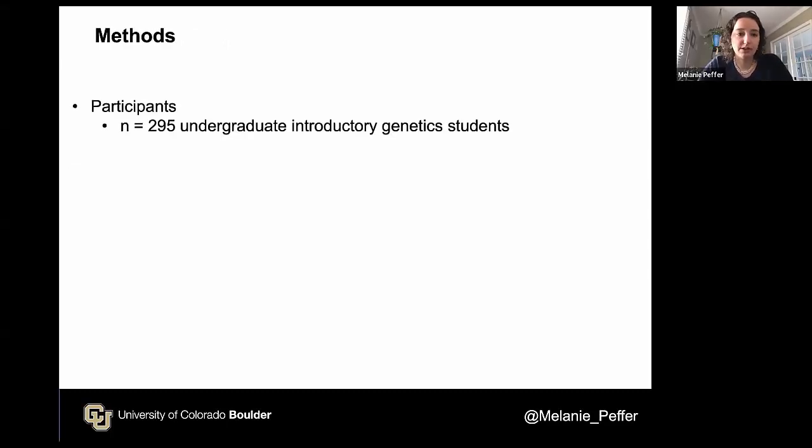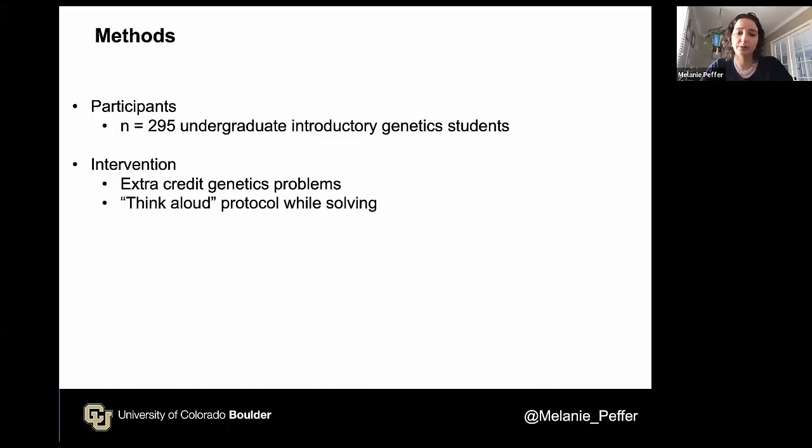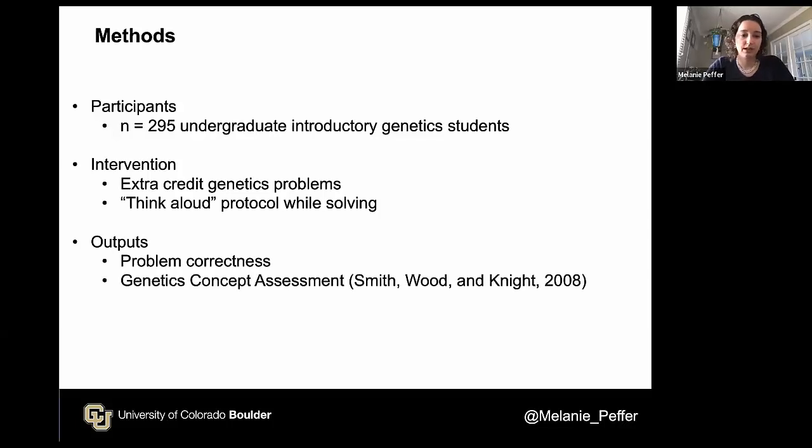So this study involved 295 introductory genetics students. These are undergraduate students in their first and second year of college. The majority of them were in some kind of biology major, although about 15 to 20% of students were non-science majors. As part of the intervention, they were asked to complete extra credit genetics problems over the course of the semester. And while they were solving the problems, we asked them to think aloud on their processes. Then the outputs that we examined were: did they get the problem correct? How did they do in the genetics concept assessment, or GCA? This is an established metric of students' genetics understanding. And also their final exam scores.